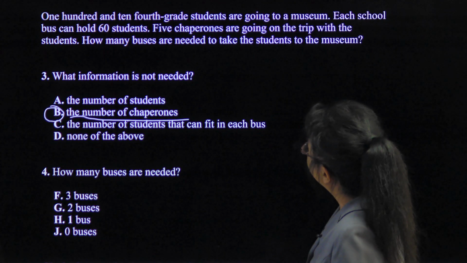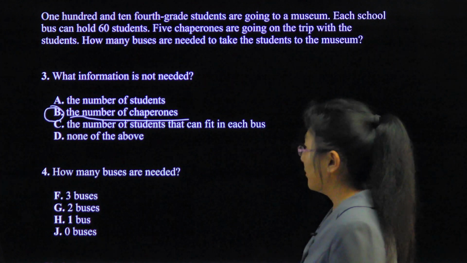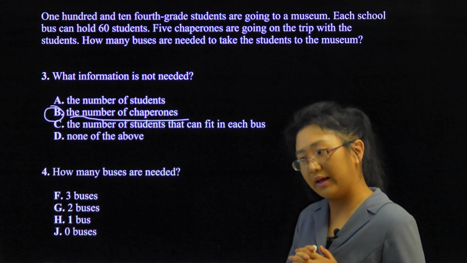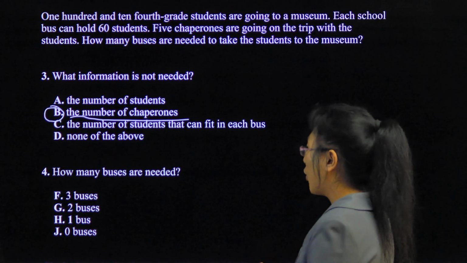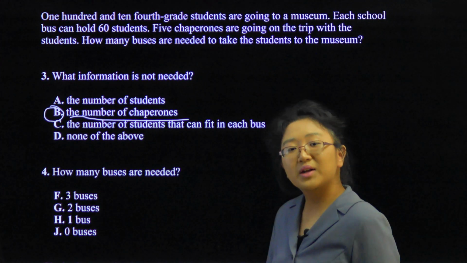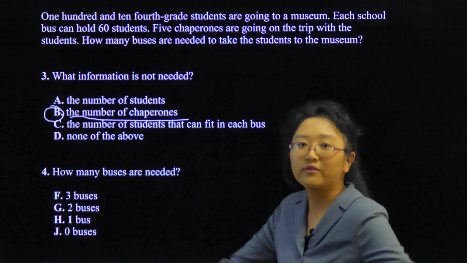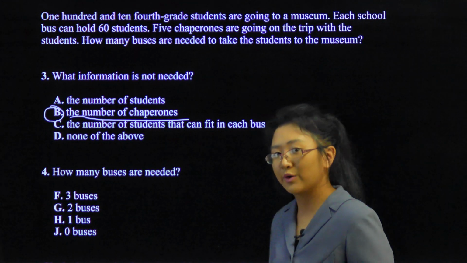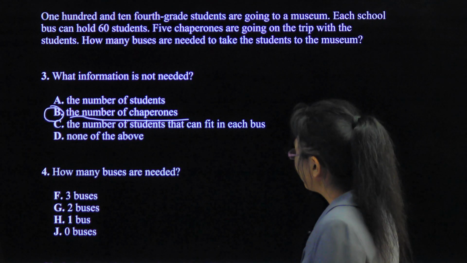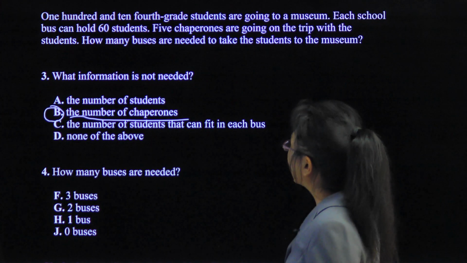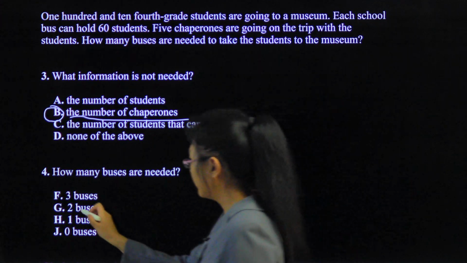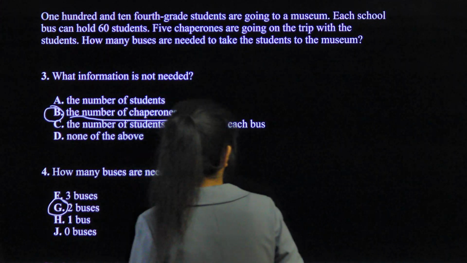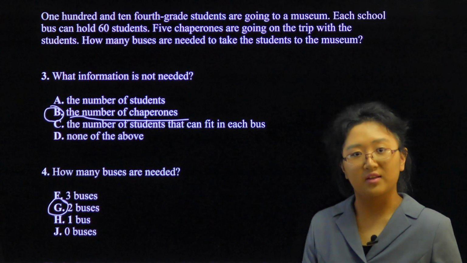How many buses are needed? Well, you see, 110 divided by 60 is 1 point something. But because you can't really have point something of a bus, it's like saying that you can't really have half of a human going on a field trip. Then we technically need 2 buses, because we still need to fit the rest of the kids in.